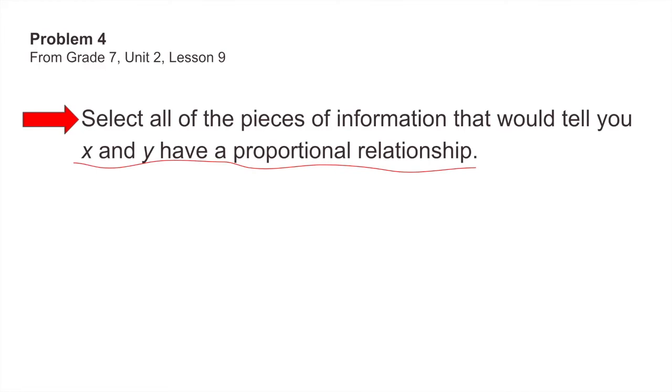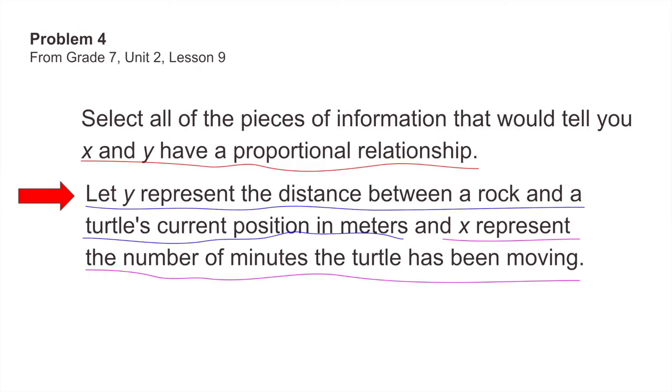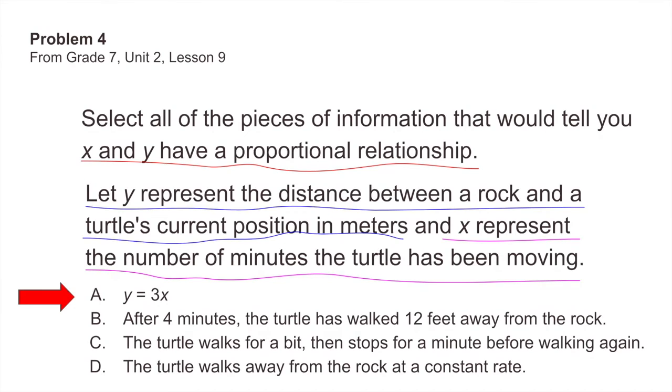Number 4. Select all of the pieces of information that would tell you x and y have a proportional relationship. Let y represent the distance between a rock and a turtle's current position in meters, and x represent the number of minutes the turtle has been moving. A. y equals 3 times x. B. After 4 minutes, the turtle has walked 12 feet away from the rock. C. The turtle walks for a bit, then stops for a minute before walking again. D. The turtle walks away from the rock at a constant rate.